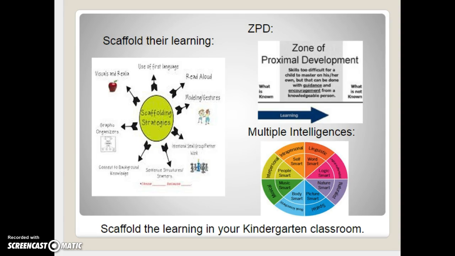Multiple intelligence is here. It gives you an opportunity of how your children learn and to provide other opportunities to balance those things out. Again, when we scaffold our learning in our kindergarten classroom, we're really looking at differentiating our instruction to meet the needs of children.